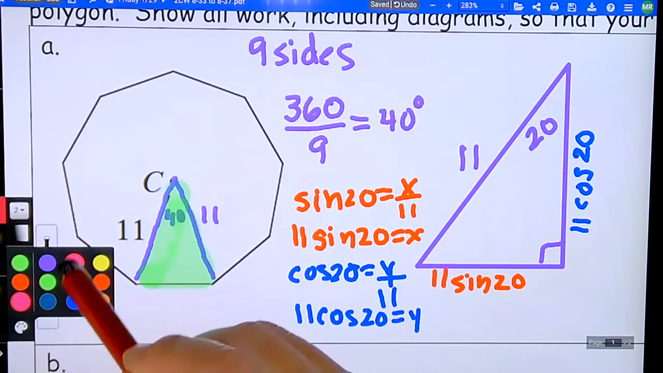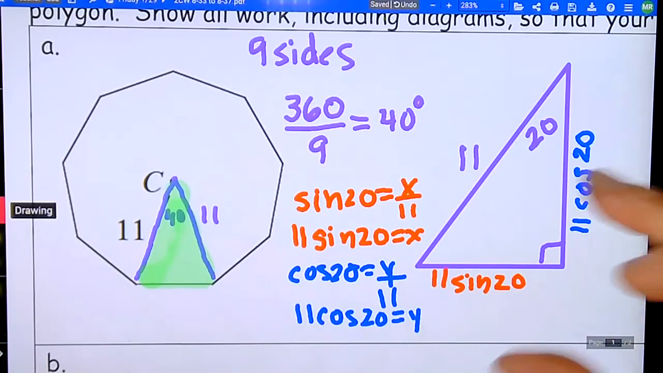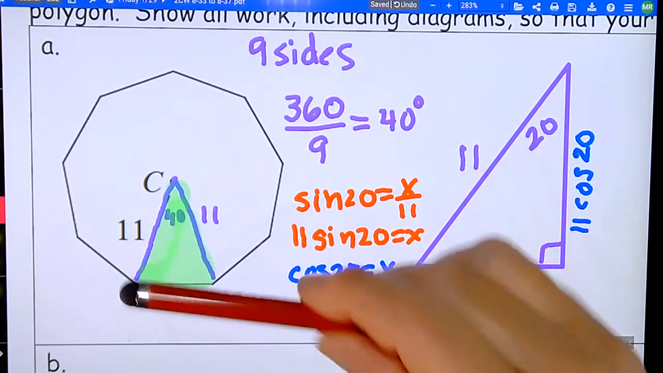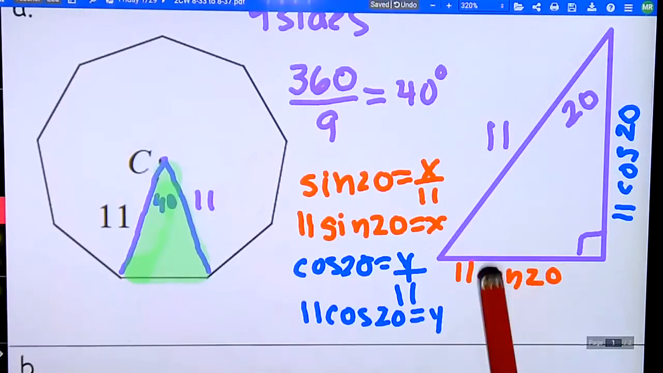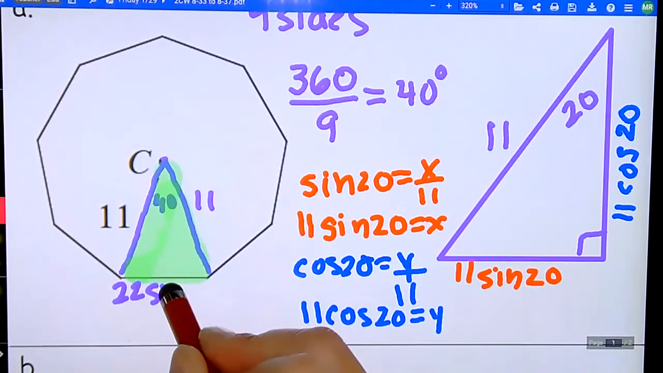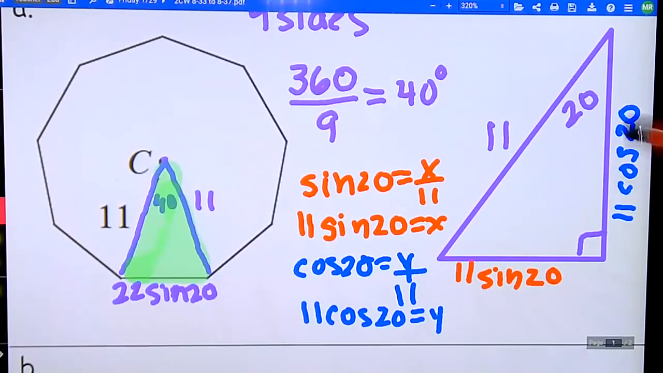So when I'm trying to find that area, I am going to take for a triangle base times height. Now the base is this whole thing. So if I'm doing this whole entire thing, this was 11 sine 20. This is going to be double that. So I'm going to double it. It's going to be 22 sine 20. And then I know my height was 11 cosine 20.